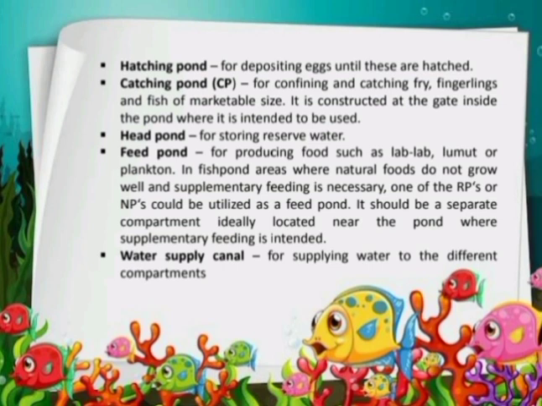Next is the feed pond for producing food such as lablab, lumot, or plankton. In fish pond areas where natural foods do not grow well and supplementary feeding is necessary, one of the RPs or NPs could be utilized as a feed pond. It should be a separate compartment, ideally located near the pond where supplementary feeding is needed.